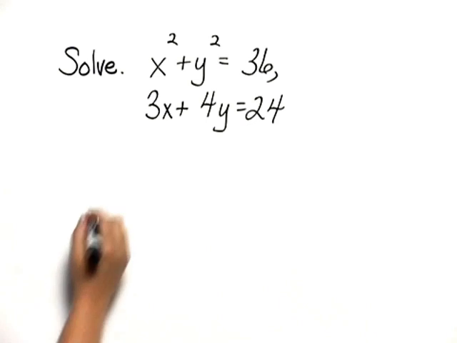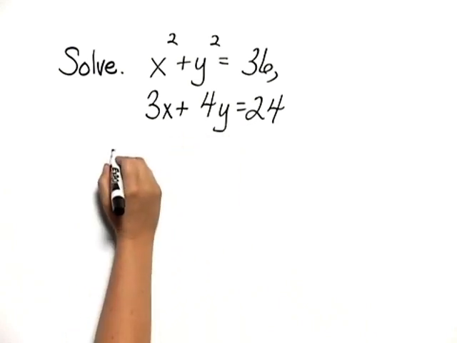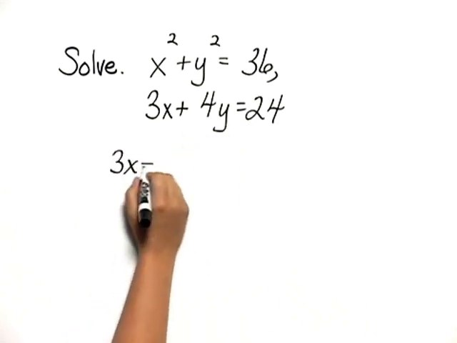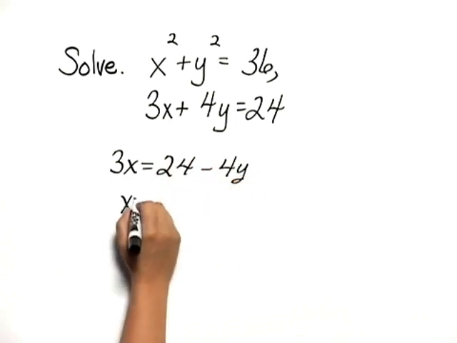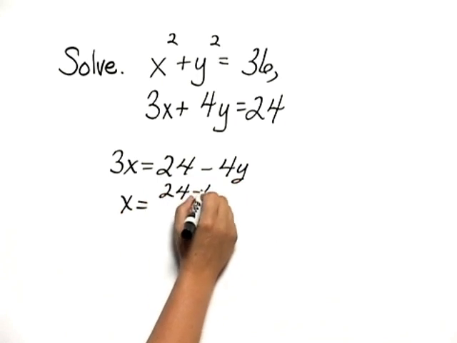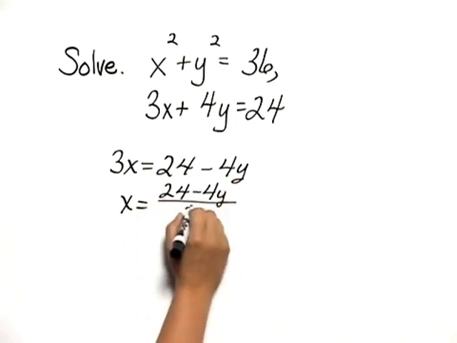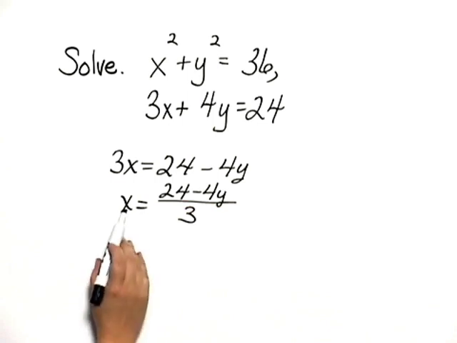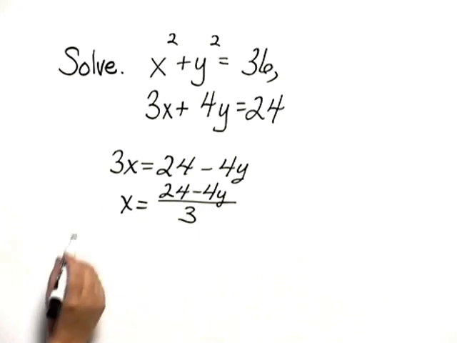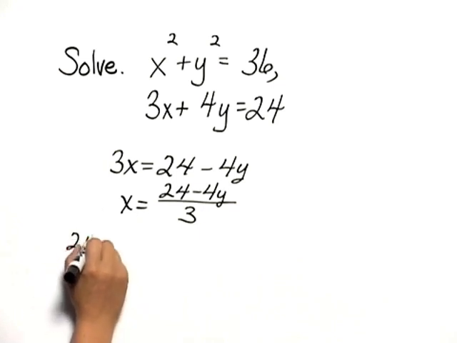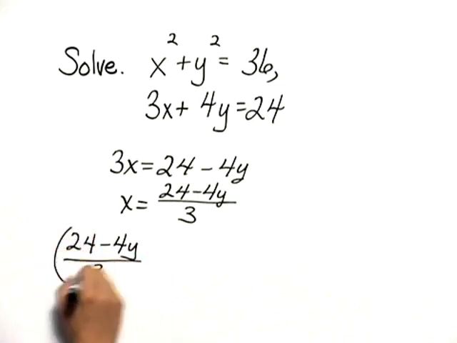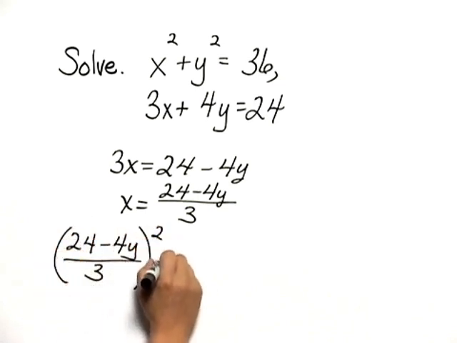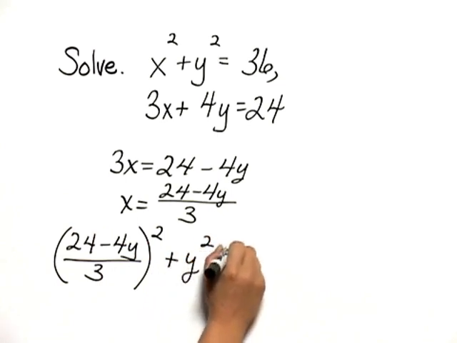Let's solve for x. In the second equation, we have 3x equals 24 minus 4y. So x equals (24 minus 4y) over 3. Then we'll take this value for x and substitute it for x in the first equation. That gives us ((24 minus 4y) over 3) squared plus y squared equals 36.